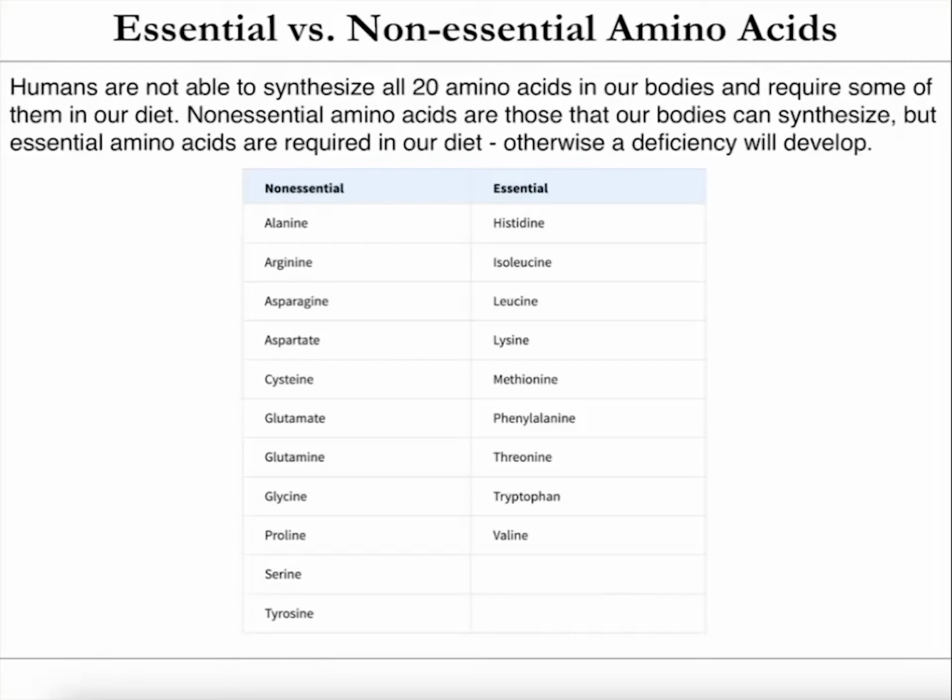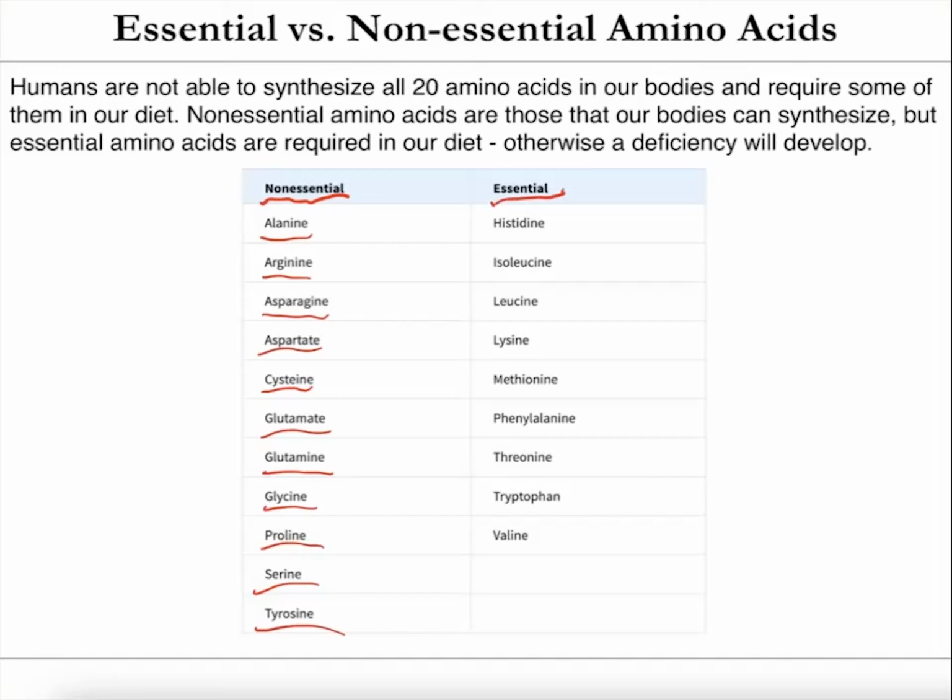So humans are actually not able to synthesize all 20 of the amino acids in our bodies. Some of them we can, and those are called non-essential amino acids. So non-essential amino acids are listed right here: alanine, arginine, asparagine, aspartate, cysteine, glutamate, glutamine, glycine, proline, serine, and tyrosine. Our body can take other molecules and modify them through enzymatic chemistry and then turn those into these amino acids. So you don't have to eat arginine molecules to use arginine in your proteins.